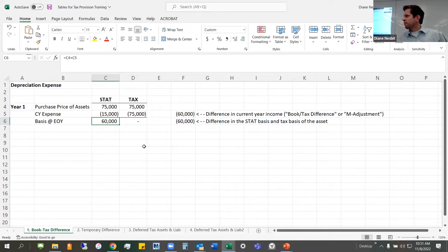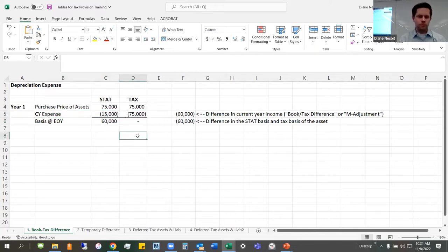And so the only time this doesn't happen is a permanent difference. You have a difference in book versus tax income, but there's not necessarily a corresponding difference in the basis of the asset. So I think this example is nice, very simple. Again, you can see how the difference in income affects the difference in the basis of your asset.